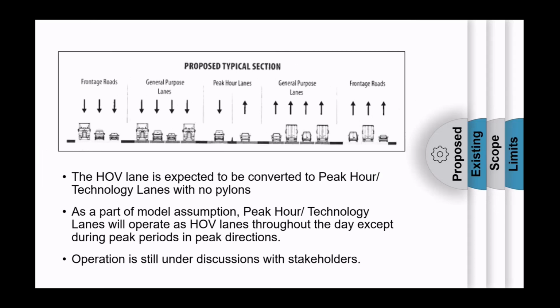And this is what the potential proposed typical section is, basically converting that HOV lane to the peak hour or technology lanes. It's continuous access. As of now, we're assuming that the lanes will operate as HOV only, except during the peak period in the peak direction, where they will be those designated peak hour or technology lanes. However, this operation is still under discussion with the client, with TxDOT and Federal Highways.